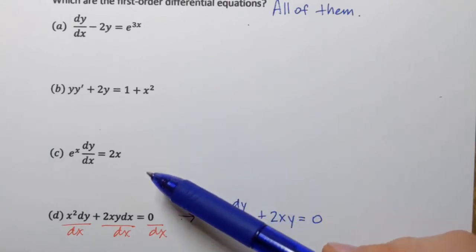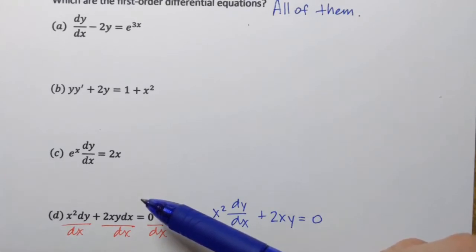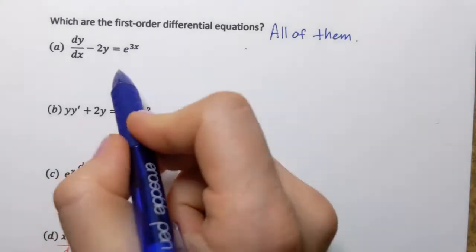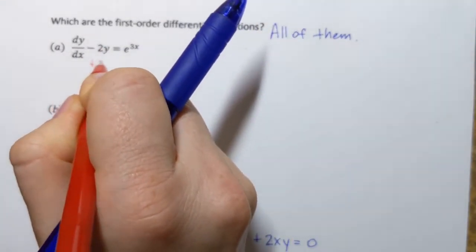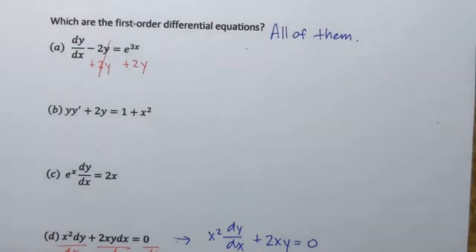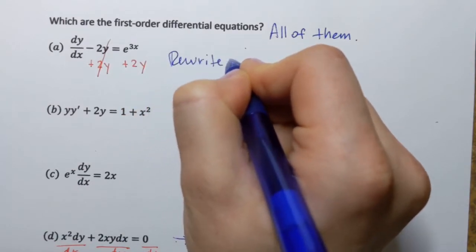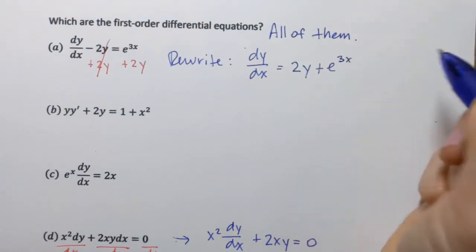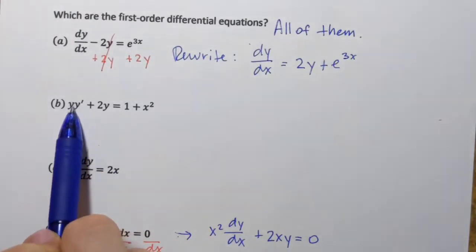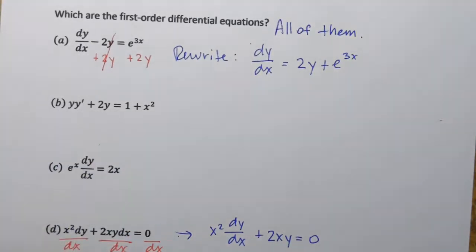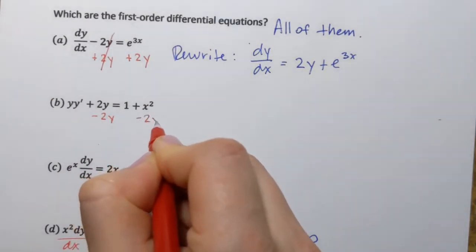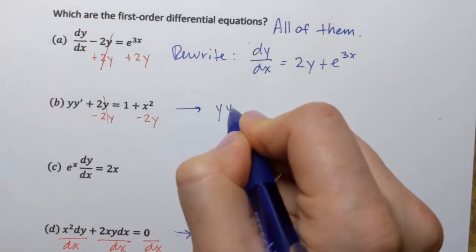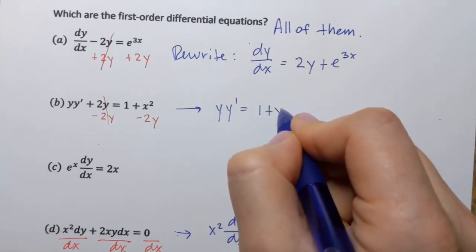We're going to rewrite each of these four equations such that the derivative is by itself on the left-hand side. So let's isolate the first derivative for each equation. To do that, for the first equation, I just simply have to add 2y to each side. So I'll rewrite: dy dx equals 2y plus e to the power 3x. Okay. Now for the next one, to isolate y prime, I have to subtract 2y first. So I get y prime equals 1 plus x squared minus 2y.